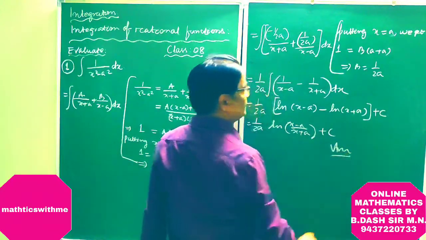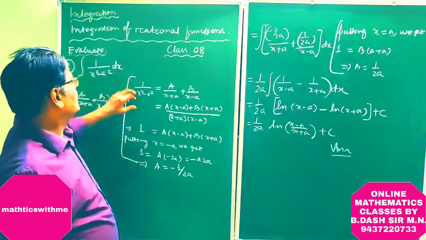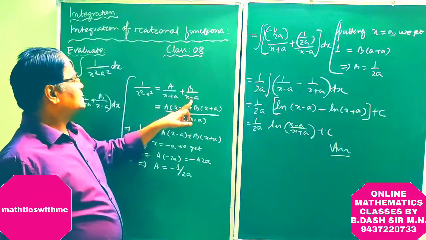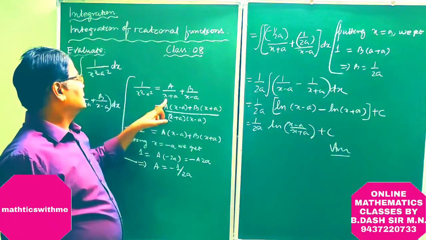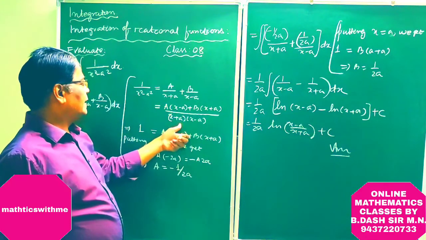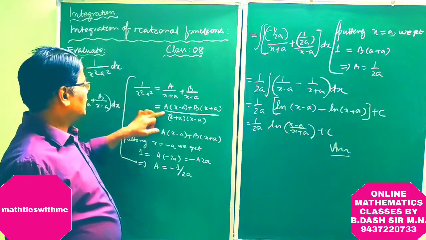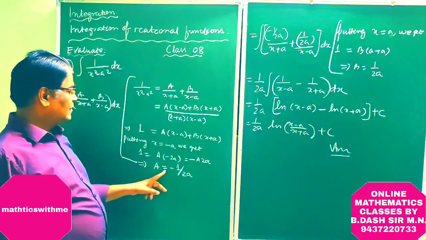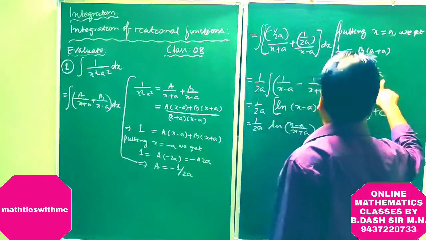Answer. In order to integrate this integral, we should take 1 by x square minus a square equal to A by x plus a plus B by x minus a, because x square minus a square is equal to x plus a into x minus a. Then after adding, we get this expression. We equate the numerators because the same denominators cancel. Putting x is equal to minus a, we get A is equal to minus 1 by 2a. Putting x is equal to a, we get B is equal to 1 by 2a.